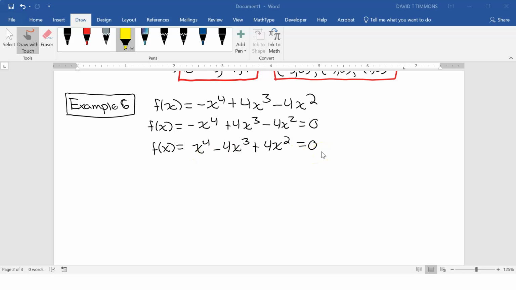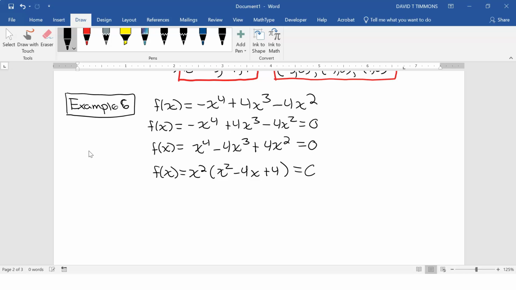Now, in factoring, again, you always want to start by trying to find the greatest common factor. The greatest common factor that will start with this polynomial is going to be x squared. So let's factor out the x squared. We'll get x squared times x squared minus 4x plus 4 equals 0. And now notice we have a nice quadratic function that we can still factor here. So f of x will be x squared times x minus 2 squared equals 0.